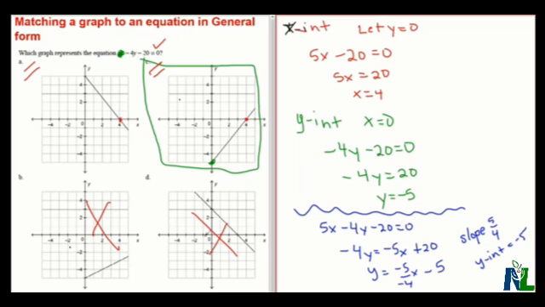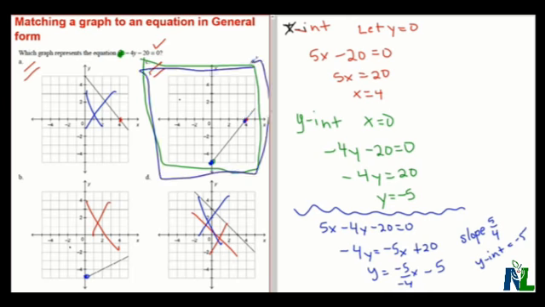Slope of 5 over 4 is a positive slope, so we know it wouldn't be D, and we know it wouldn't be A. And a y-intercept of negative 5 would give us one of these, but the slope must be 5 over 4. 1, 2, 3, 4, 5, and over 4. And here's our answer. So there's two ways that we could match the graph to an equation in general form. We could rearrange it so it's in slope-intercept form, or we can determine the x and y intercepts and match it to the graph that way.